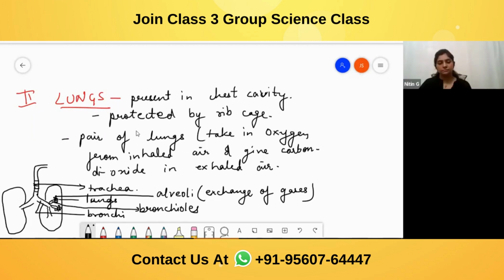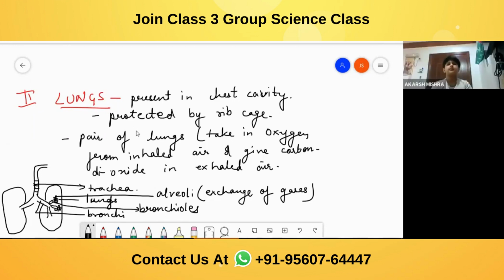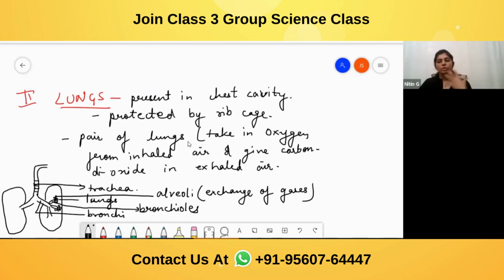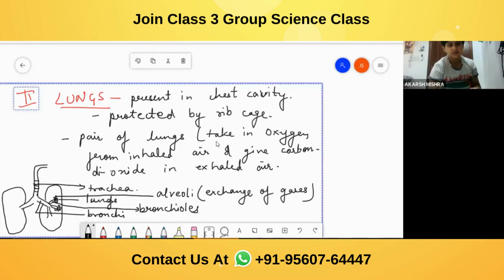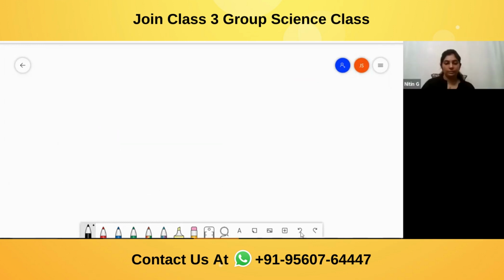Yes, Akash. Ma'am, what is meant by cavity? Chest cavity means chest hole, means the gap which is there in the chest, that is filled by lungs. Okay.